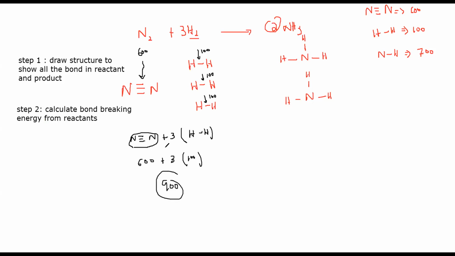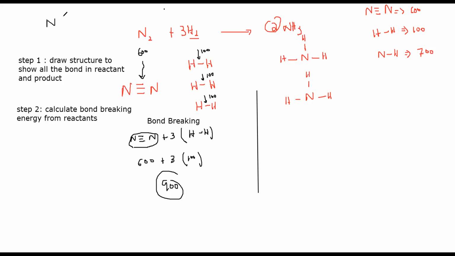Is it clear this part? The energy which is absorbed or bond breaking energy. Any doubt till this point? So reactant side is always a bond breaking side. So first you have a reaction in which nitrogen is reacting with hydrogen, 3 hydrogen, and it is giving 2 ammonia molecule. So nitrogen N2 means nitrogen triple bonded with nitrogen because it's a group 5 element.